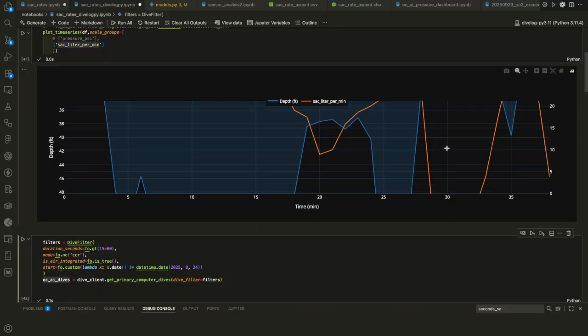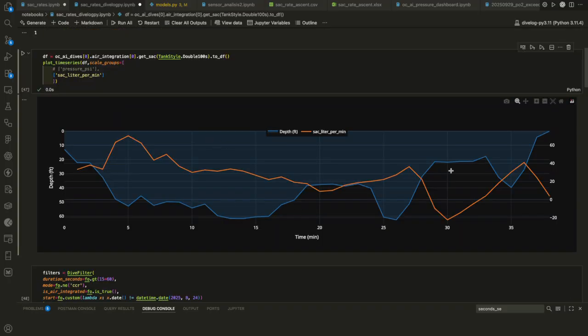However, if you look at this part here, this is another issue that you will find. You see this vertical line going all the way down. That's a negative SAC rate. We get that because this is an ascent portion of a dive. So in this ascent portion, there is an increase in the transmitter pressure reading because of the gas expanding in our cylinder. That reads as a negative SAC rate, and that also has to go.